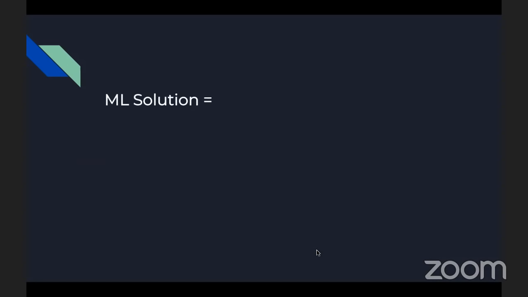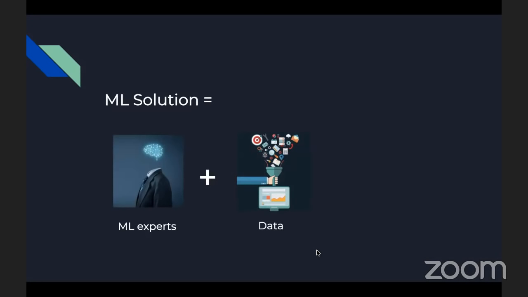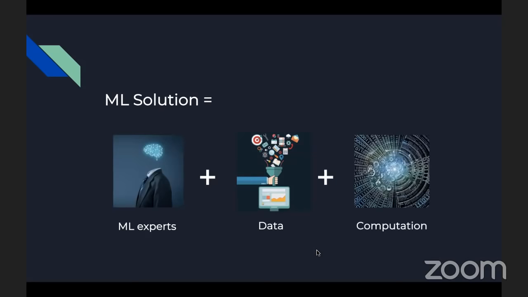To answer this question, let's take a look at what a machine learning solution looks like. Basically, it has three components. The first one is the ML expert, the human. Then we need to have some data. And then we need some computation. With these three components, we think that we can make a solution for machine learning. However, not all of them are very scalable. So let's take a look at them one by one.